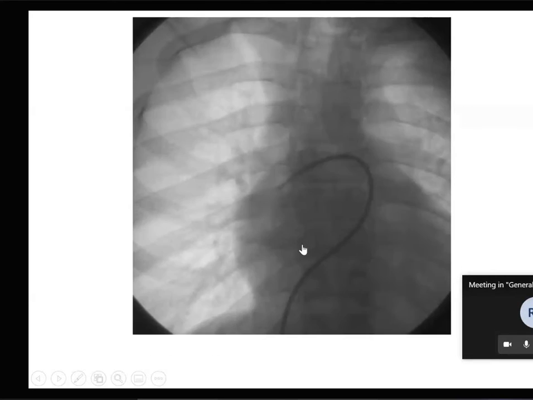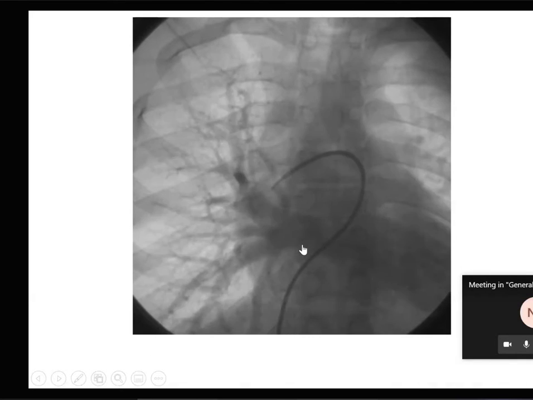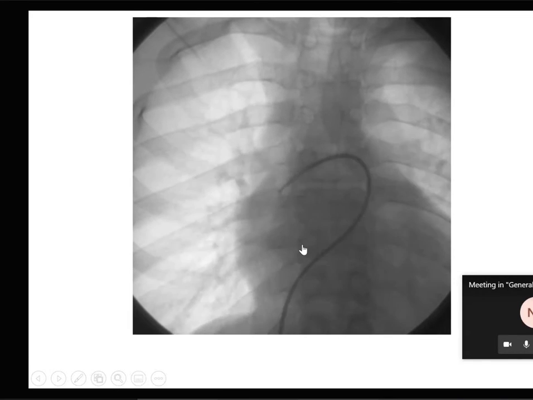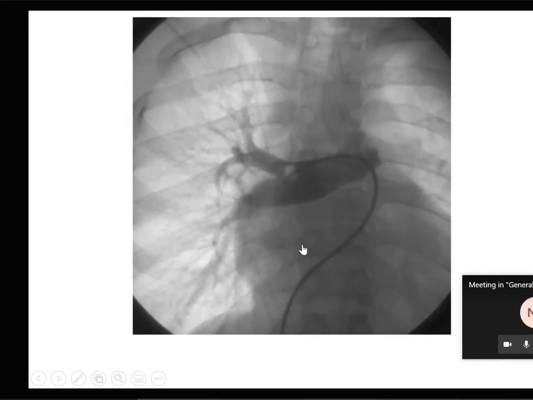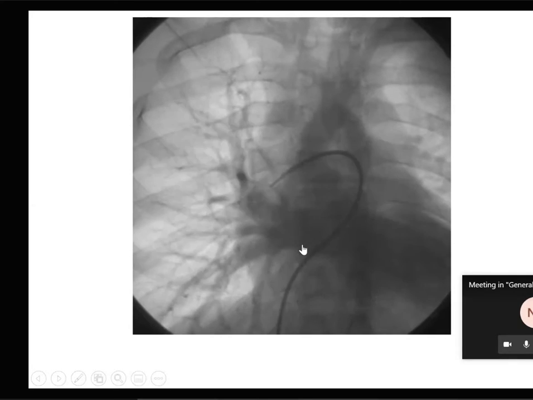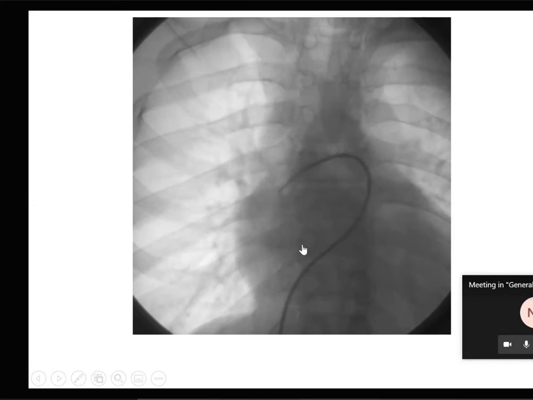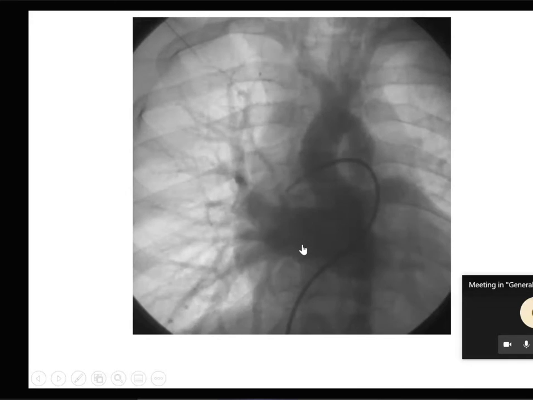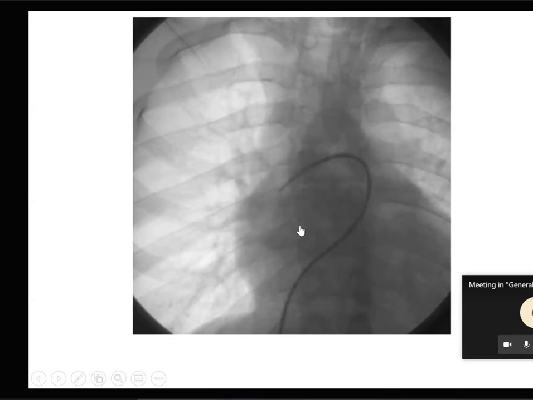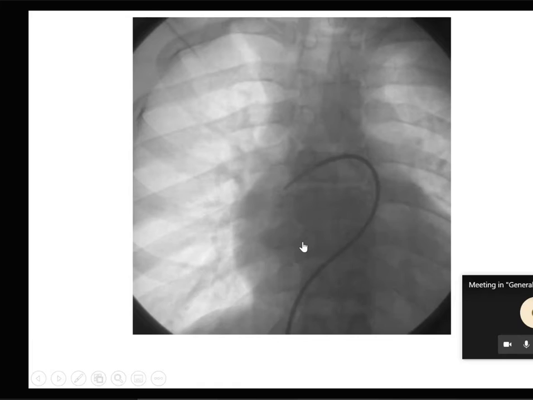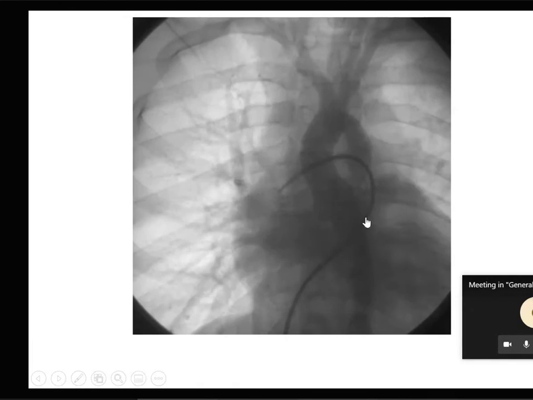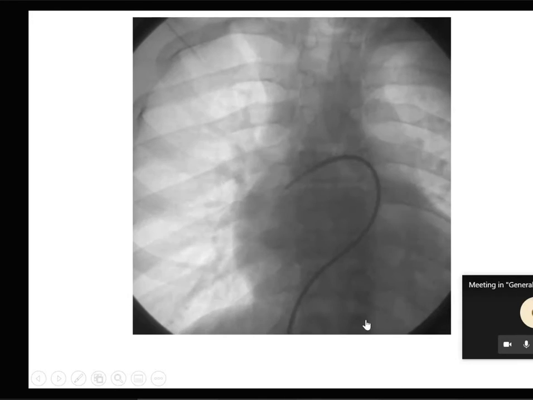Yes, sir. But the same patient, the angio is on the right side. It's a normal pulmonary venous return to the LA, sir. The pulmonary venous return is to the LA only. You can see this is the pulmonary vein forming the LA. You can see this is the LA, LV. Again, it is filling the aorta and the descending aorta.